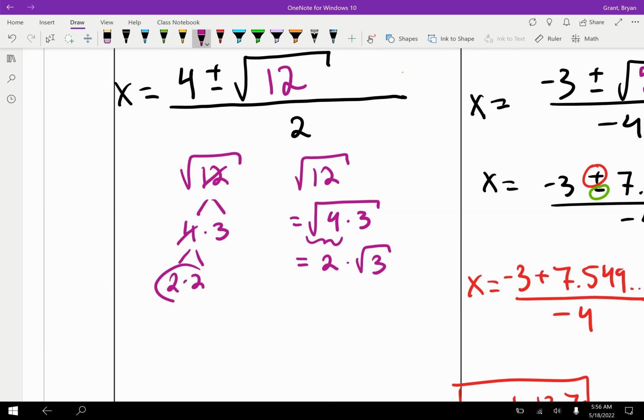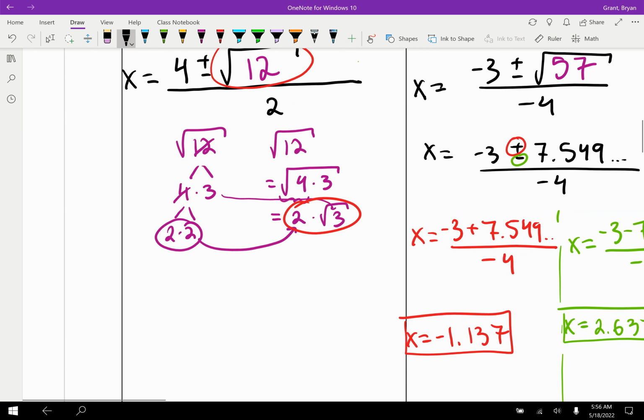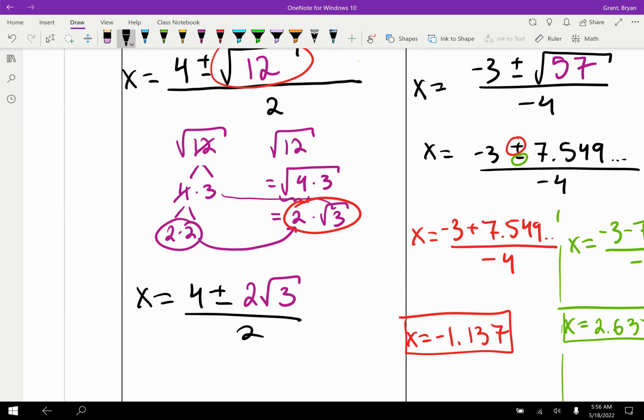The other way you can do that is say, here's a pair, stays on the outside. Here's a loner, goes on the inside. Okay. So either way, square root of 12, this guy right here, is the same as 2 square roots of 3, which means in this problem, I can say x equals 4 plus minus, no longer the square root of 12, now 2 square roots of 3 over 2.